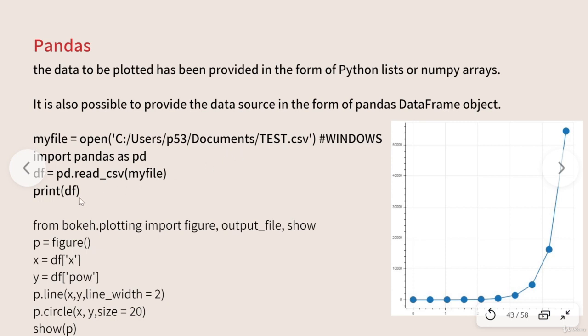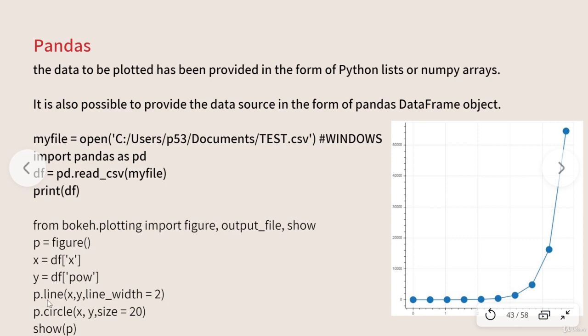And then I would make the necessary Bokeh imports from the bokeh.plotting interface. And I have to first provide the figure parameters. So I'm not giving any specific parameters. I have set figure and open and closing parenthesis. Then my x values is the x column of the data frame and y values are the pow column of the data frame.